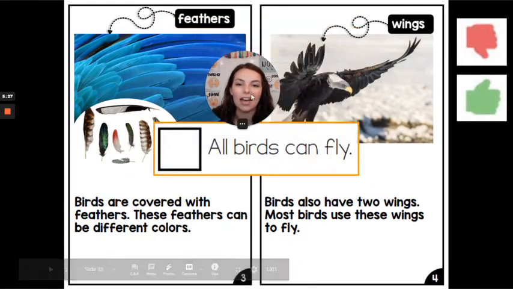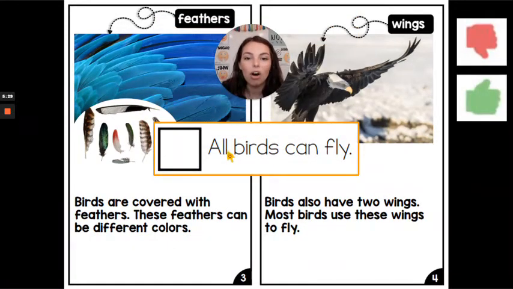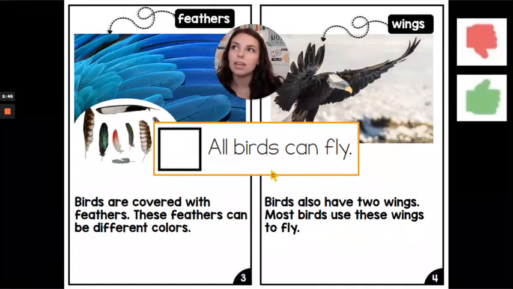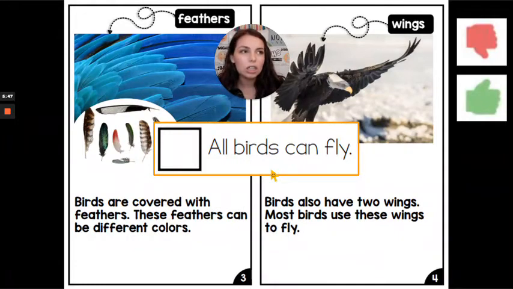Let's see our fact. Okay, all birds can fly. Is that true or false? Now, I think I've seen a lot of birds, and a lot of birds fly, but I don't know about all birds, because I'm thinking ostrich, penguin, I know pigeons fly, ducks can, chickens can, a little bit.